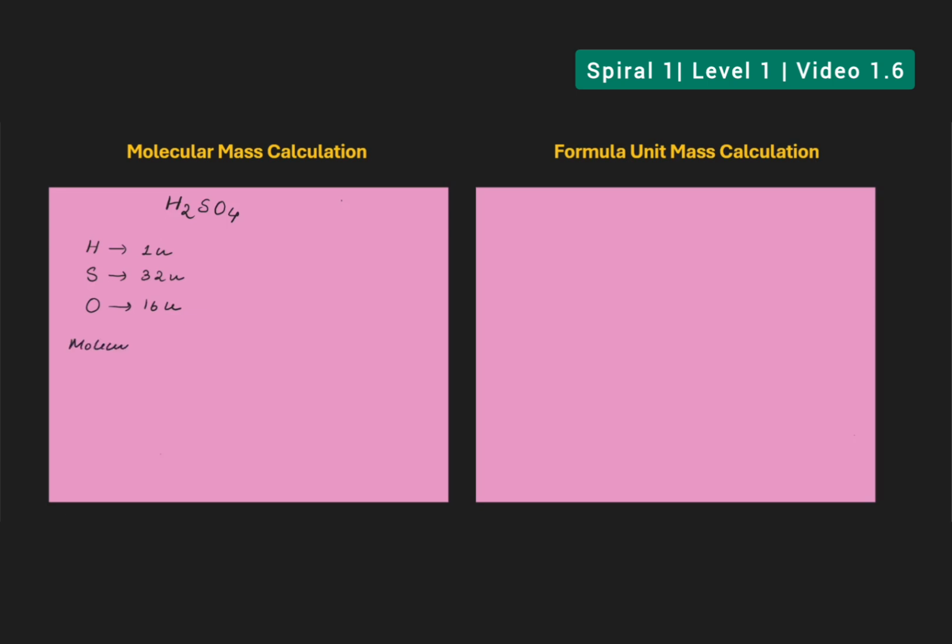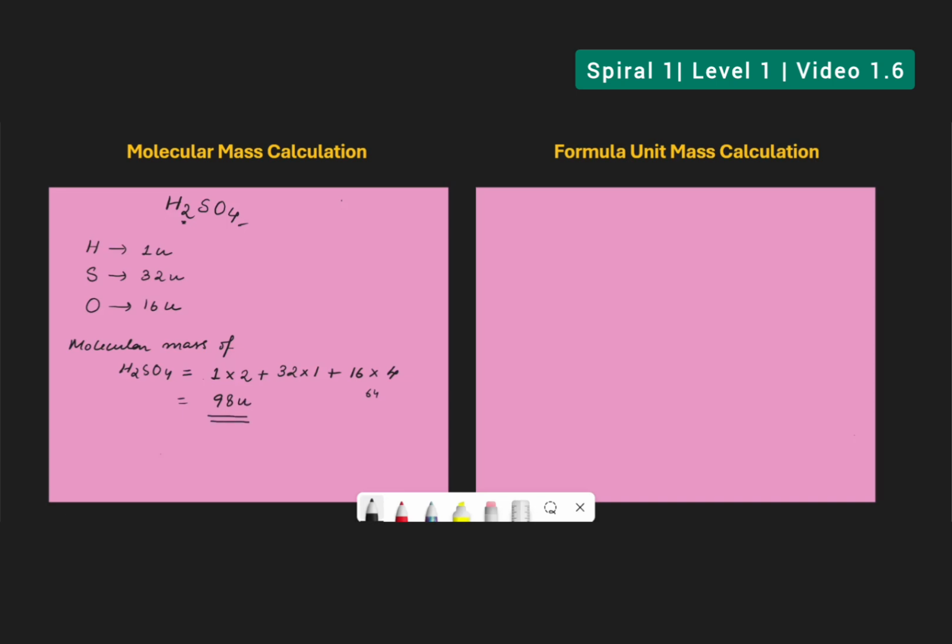Molecular mass of H2SO4 is equal to, what do you do? What is the atomic mass of hydrogen? 1. How many hydrogen atoms are there? 2. So 1 into 2, plus sulfur 32 into how many sulfurs are there? 1, plus 16 into how many oxygens? 4. So it's 98 u. So that is the molecular mass of sulfuric acid, that is H2SO4. Okay, very easy. You have to just do this basic calculation and you will have the molecular mass.